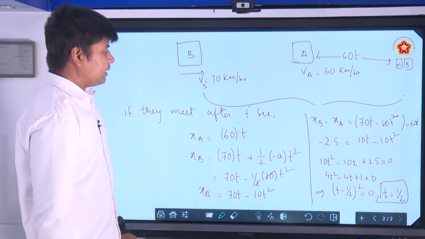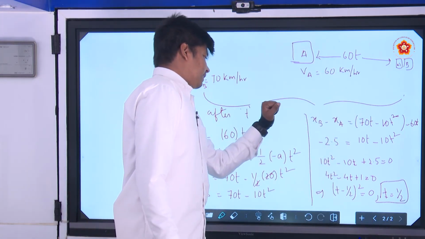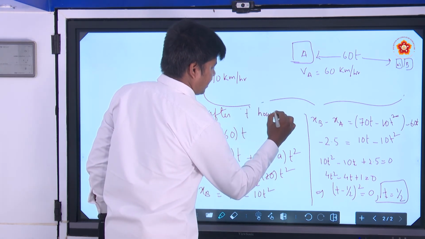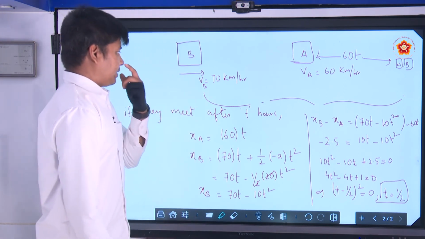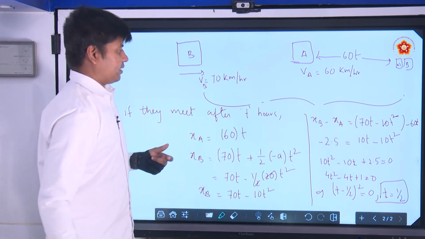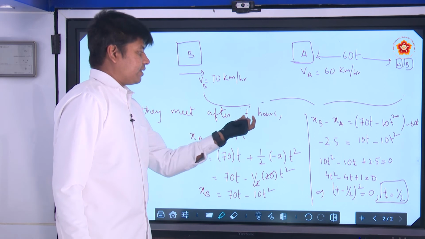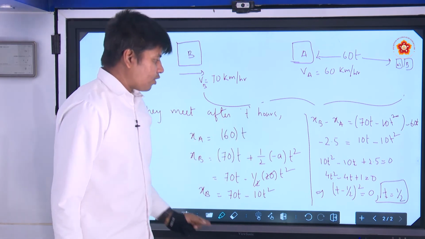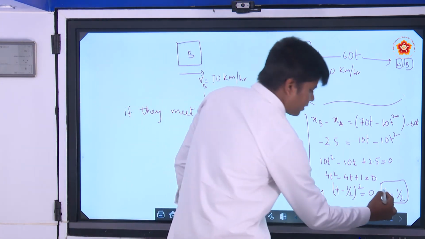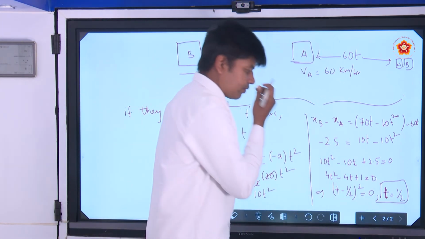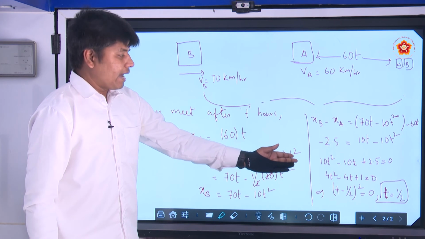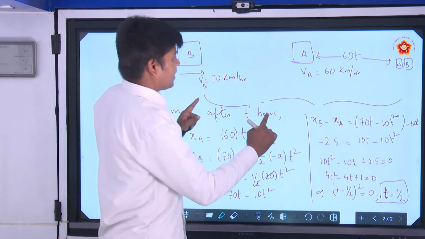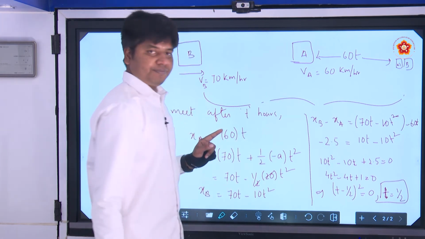Here t is in hours, because the velocity is given in kilometers per hour. So t is measured in hours here. If they meet after t hours, we solved t equal to 1 by 2. That means it is half an hour, which is 30 minutes. So after half an hour, the two are meeting.